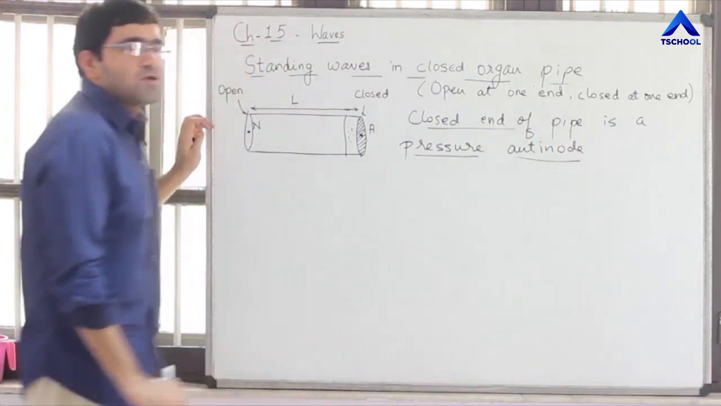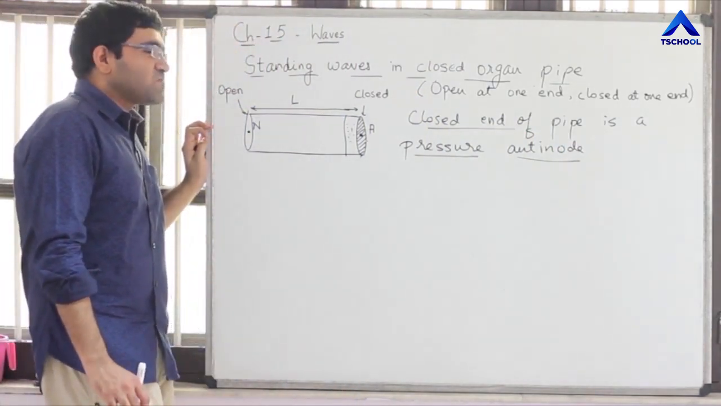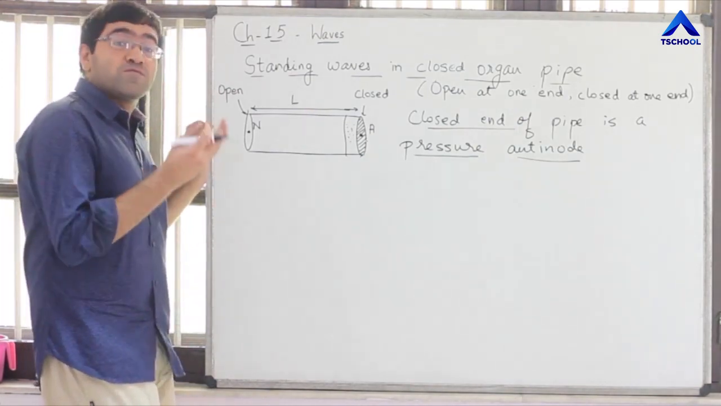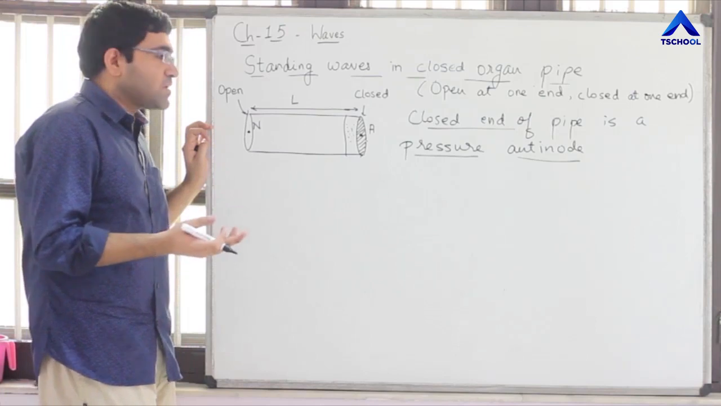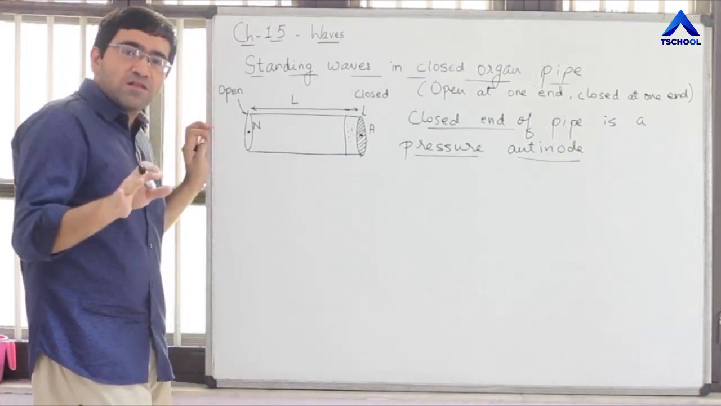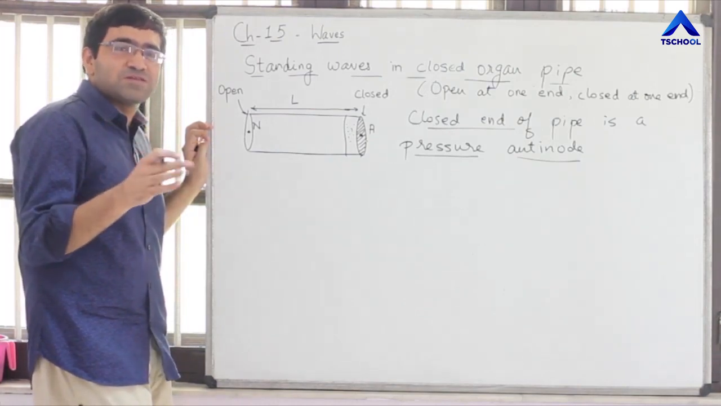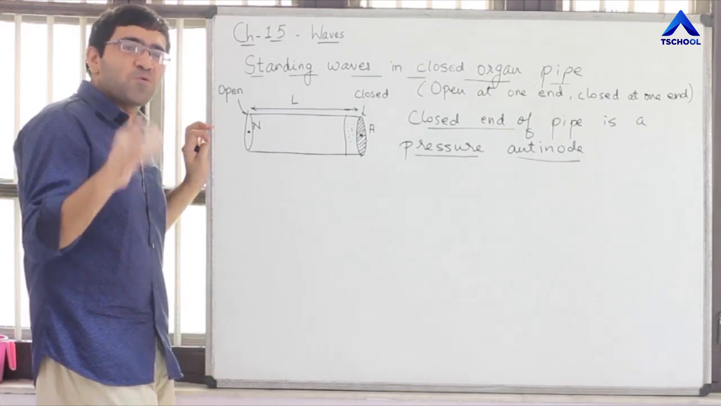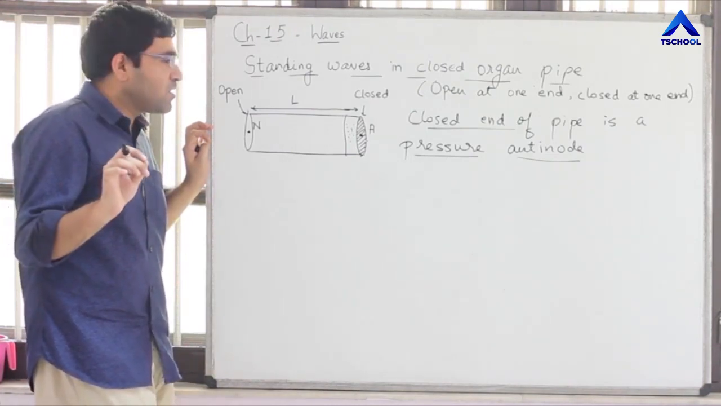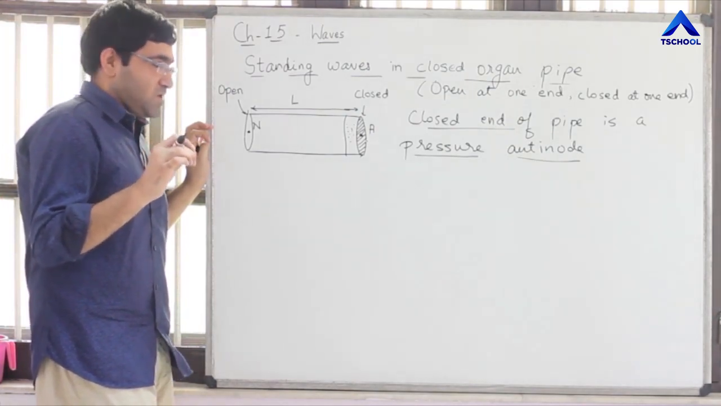That's the main thing. The closed end of the pipe is a pressure antinode. So now this situation is different from the standing waves in a string, or different from standing waves in an open pipe. That's why we are going to analyze it very carefully. Again, if you want to understand concepts like fundamental frequency, resonant frequencies, nodes and antinodes, it's best to draw a diagram.